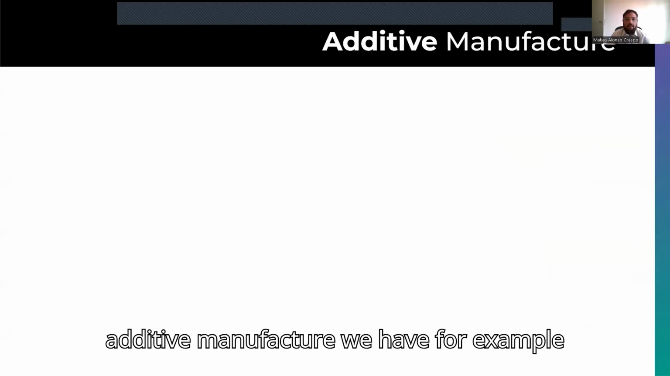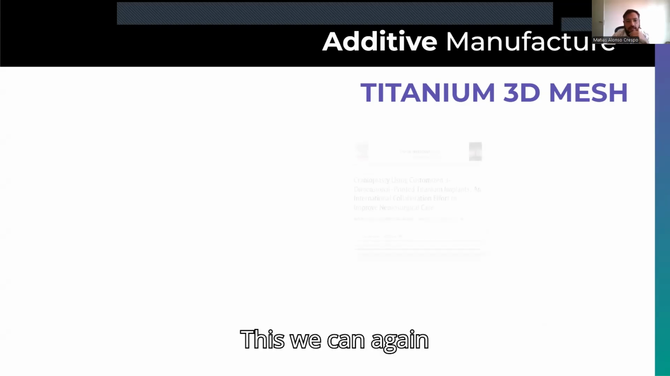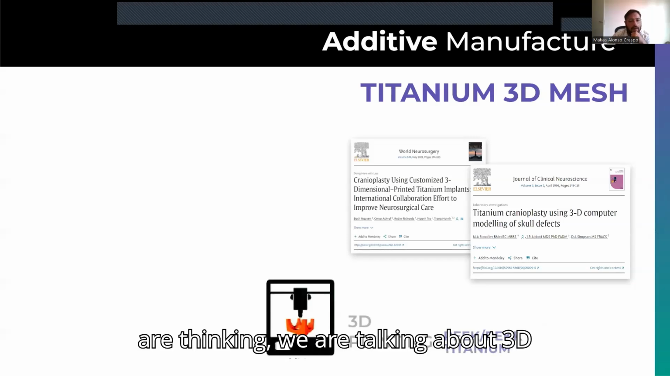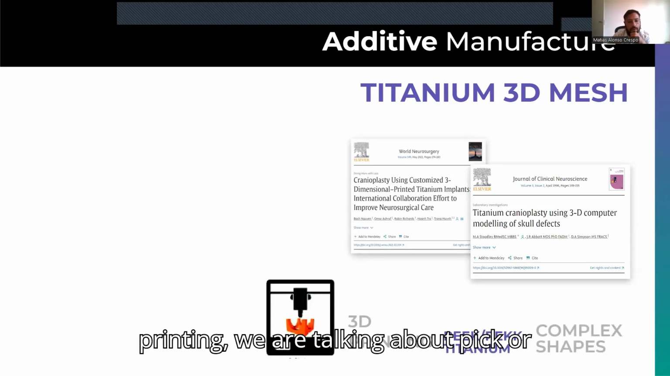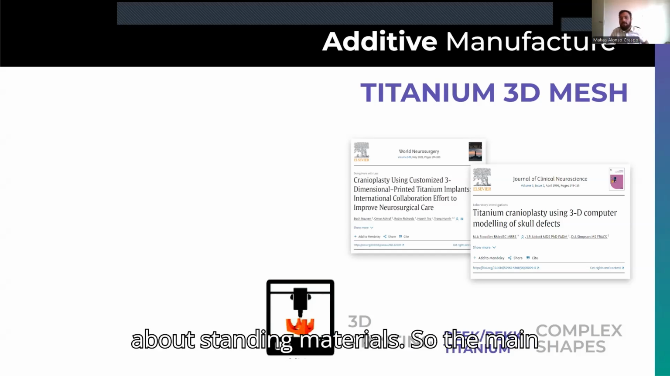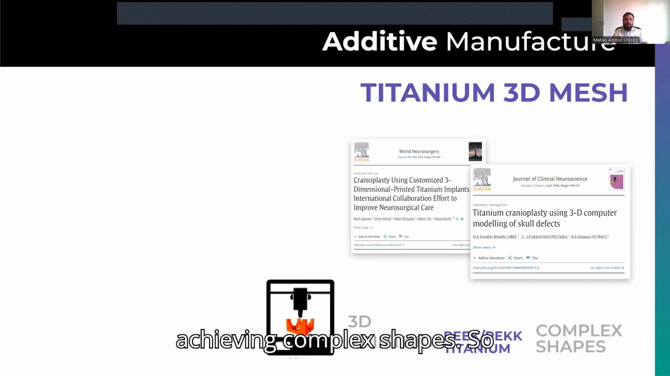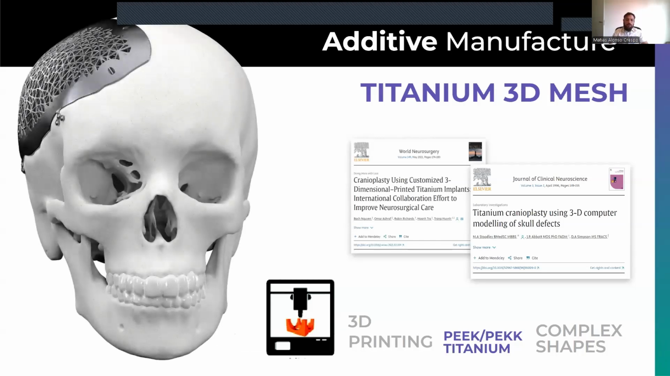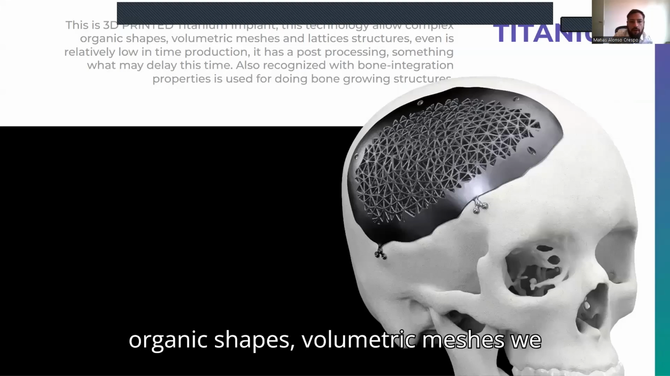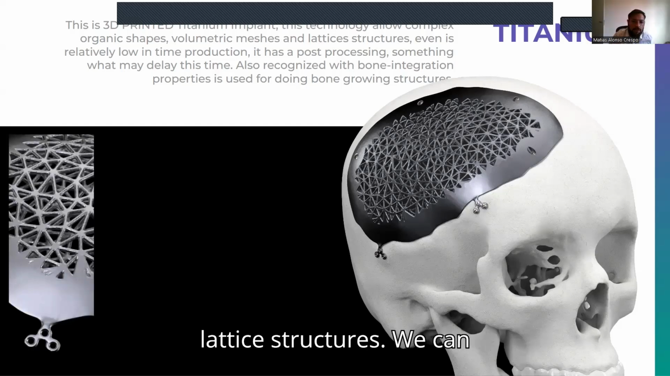So additive manufacture, we have, for example, a titanium 3D mesh. This we can again research, find some articles. We are talking about 3D printing. We are talking about PEEK materials, and we also are talking about titanium materials. So the main particularity of this process is achieving complex shapes. So we have a solution. When we think in titanium, we think in organic shapes, volumetric meshes. We are thinking and talking about lattice structures.